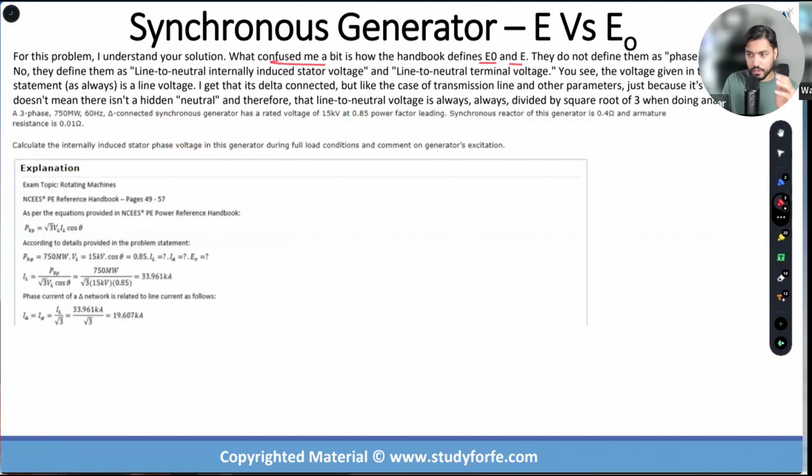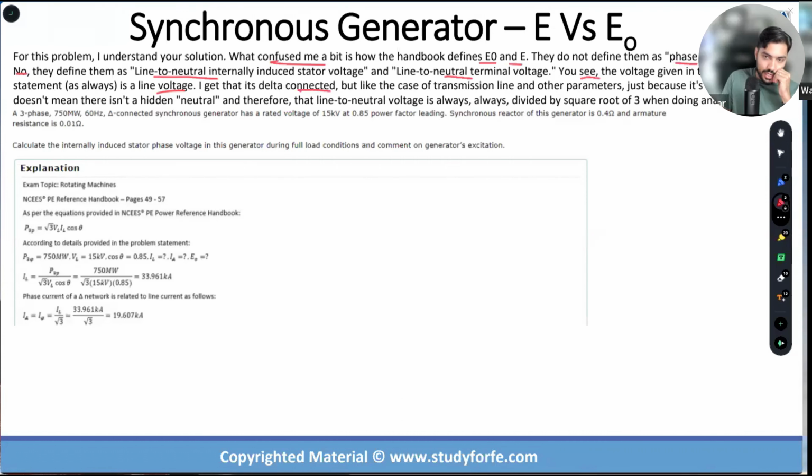First of all, I don't control or can't influence how they define what, right? They do not define them as phase voltages. No, they define them as line to neutral internally induced stator voltages and line to neutral terminal voltages. You see, the voltage given in the problem statement, as always, is the line voltage. So something that we've already discussed, right?